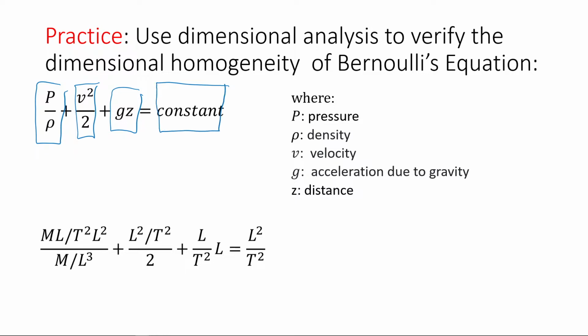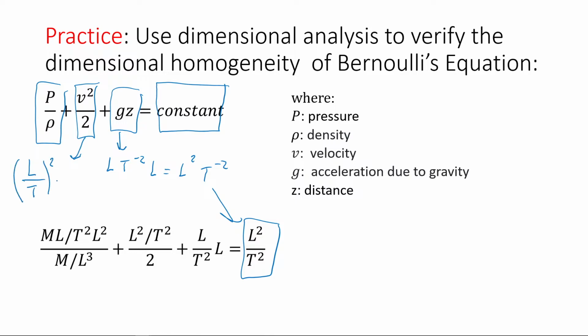So for example, g times z. Remember g is acceleration, so that's L T^-2, and z is a length, L. So the dimension of this term should be L^2 T^-2. That's what I got here. Similarly, for velocity, which is L over T, squared, I get L^2 T^-2. So for this one, I got the same as this term.